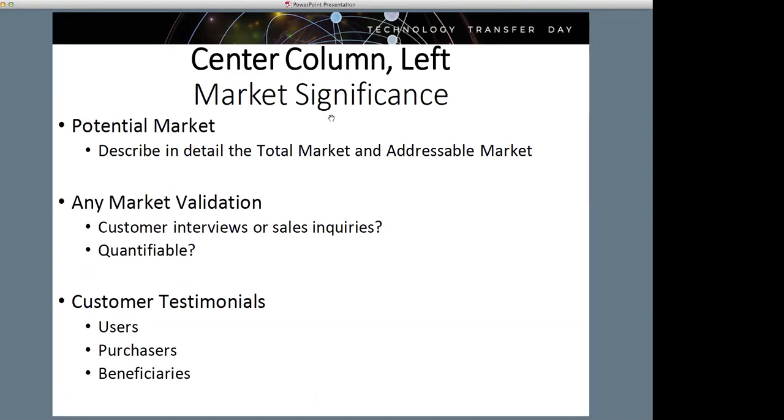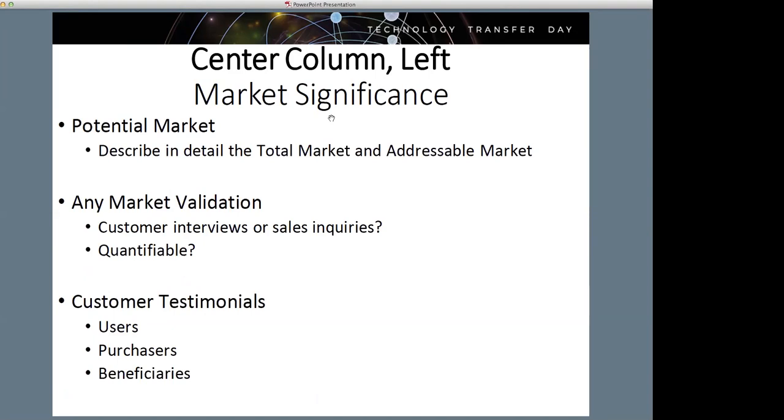Okay, and then the center column on the left. So this is sort of new information. We've not talked about market significance in the quad chart or in the information paper. So this is a great place for you to expand on the value of your technology by using market information. This is an area where NBDC can be helpful with the market piece of your puzzle.